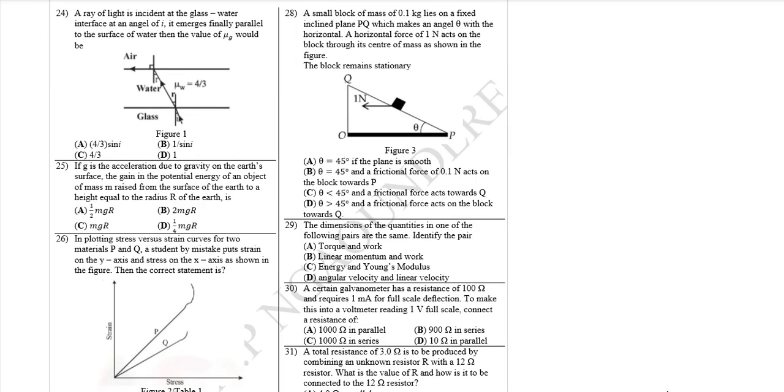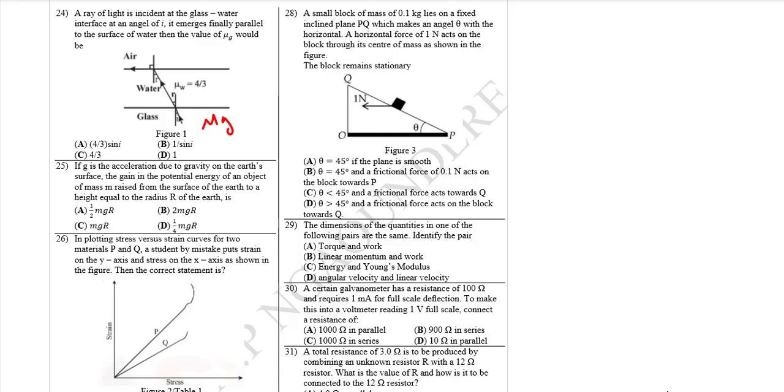Question number 24. A ray of light incident at a glass water interface at an angle of I emerges finally parallel to the surface of water. Then the value of mu g will be, so mu g will be the refractive index of glass. So the ray is traveling as such and it goes up. Now we are going to study it as such. Now this is what is happening at this level.